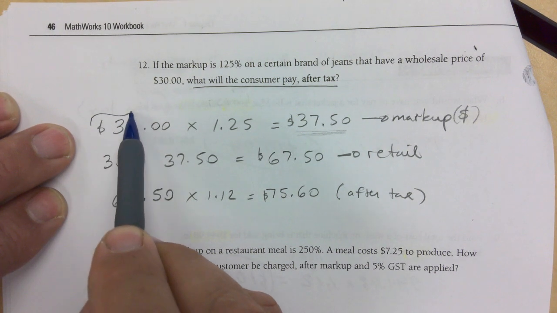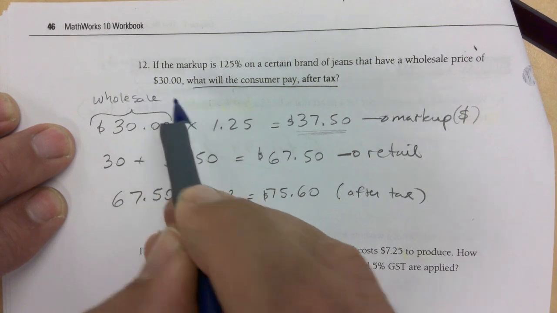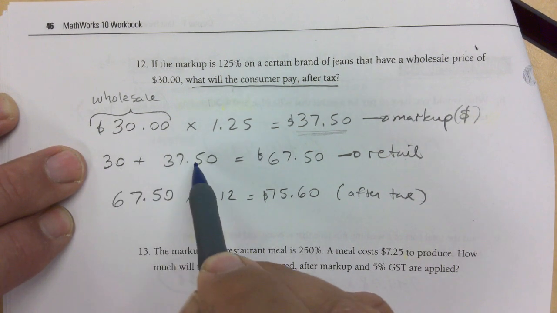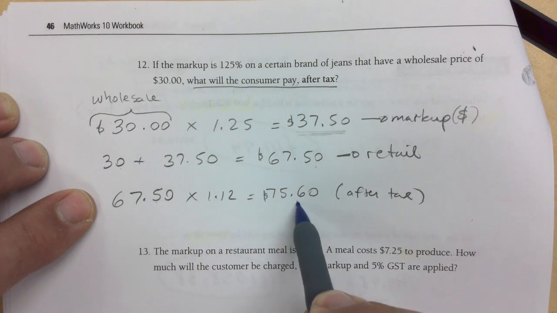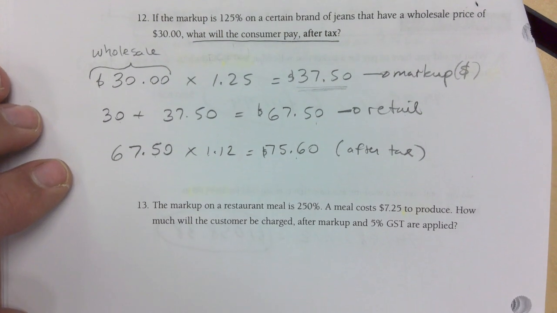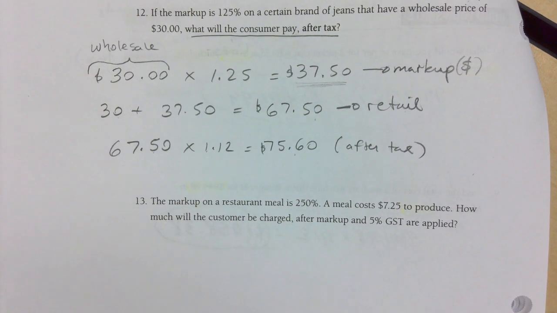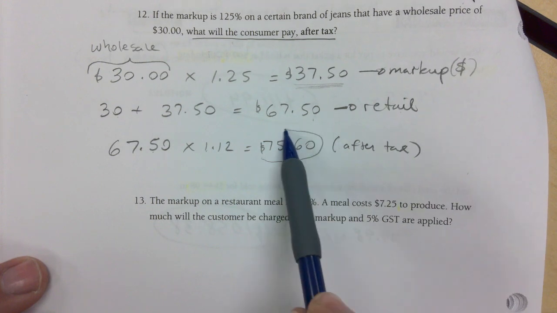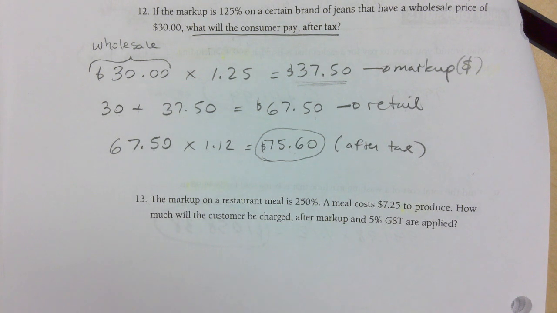This, I just like to label as you're studying, right? This is what we call the wholesale, right? This is the markup. When we add the wholesale and the markup together, we get the retail, and then we add taxes to it to get the 75.60. So make sure to write that down. Now circle, this is really the final answer, right? This is what answers the question. Okay.